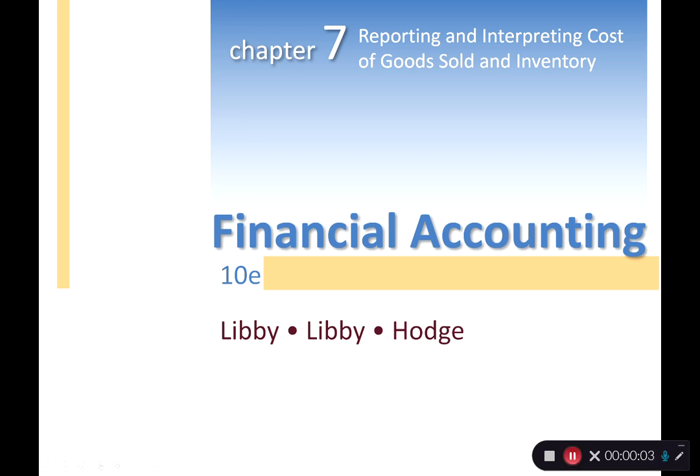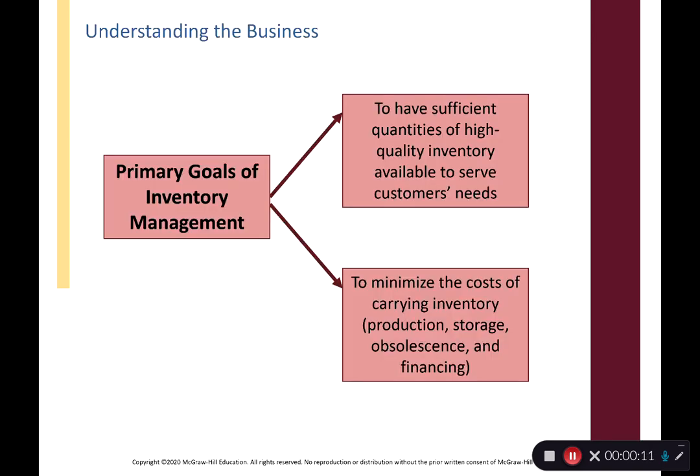Welcome to Chapter 7. In this chapter, we're going to talk about reporting cost of goods sold and the inventory on a company's financial statements. There's two main goals of inventory management, and they are common sense.